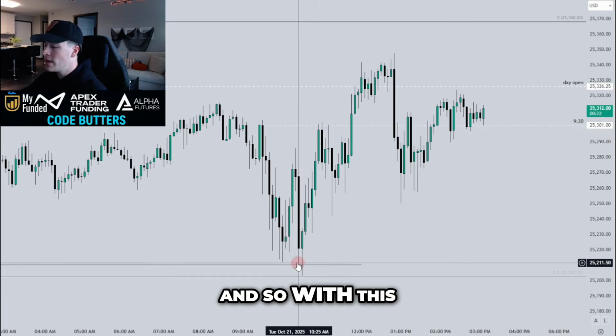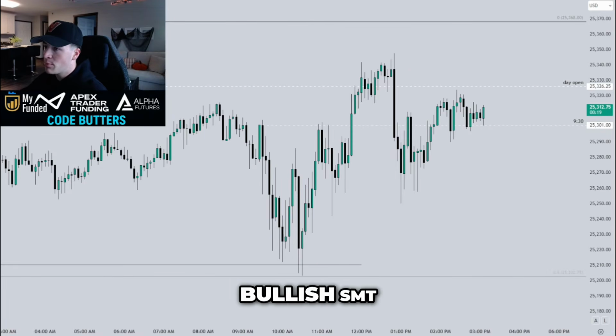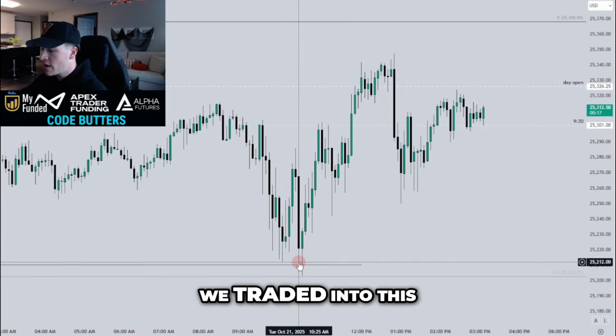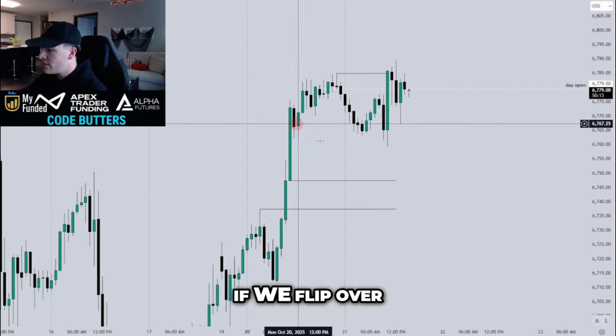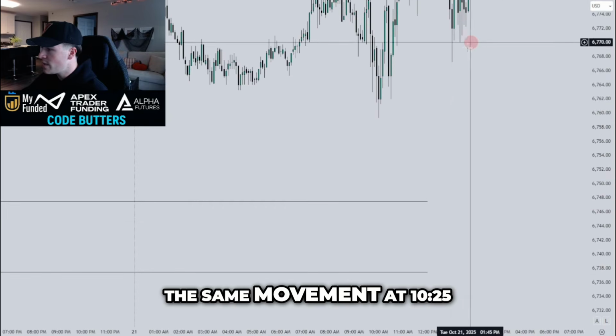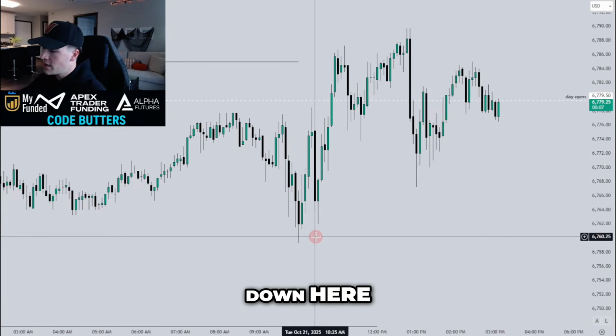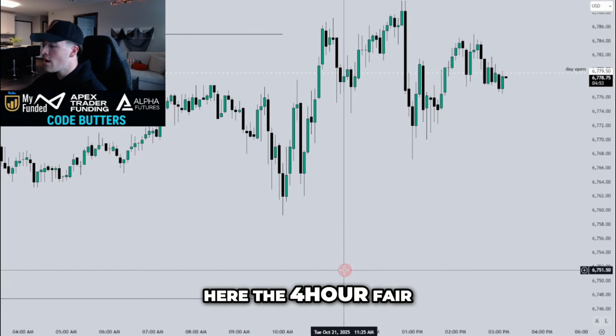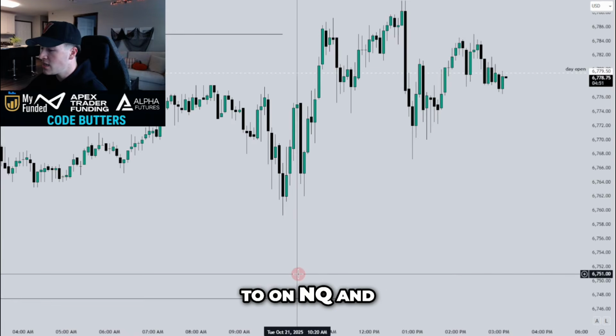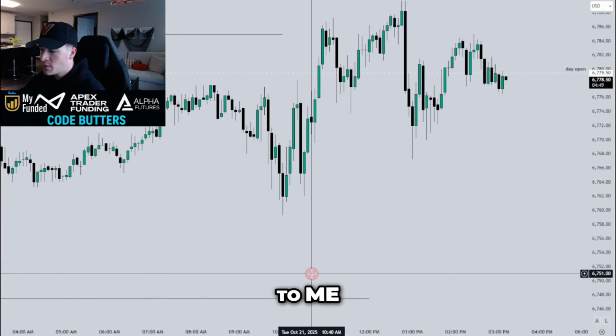And so with this delivery here, I pointed out the bullish SMT. As you can see, we traded into this 4-hour fair value gap at 10:25. If we flip over to ES, the same movement at 10:25 was this candle right down here. As you can see here, the 4-hour fair value gap was traded to on NQ and not ES, and that stuck out to me, right?